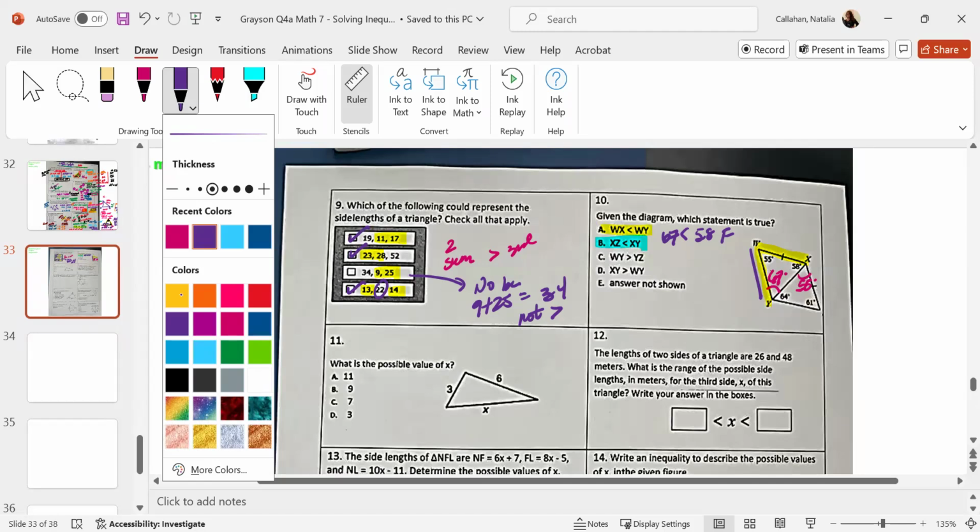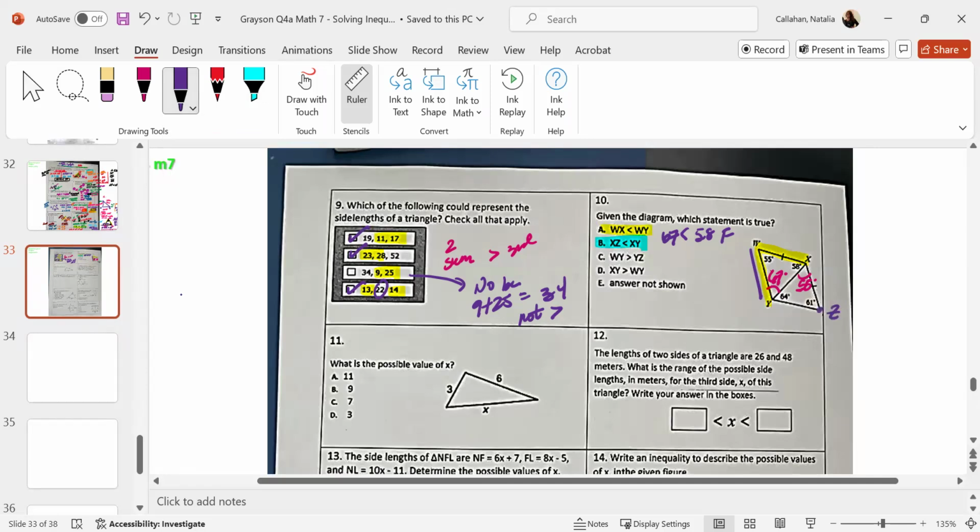XZ. What angle is XZ? Where is Z? Is this supposed to be Z right there? What angle is the opposite of that? XY, 64. What is opposite of XY? 61. Write it down. You should be able to do this by now.